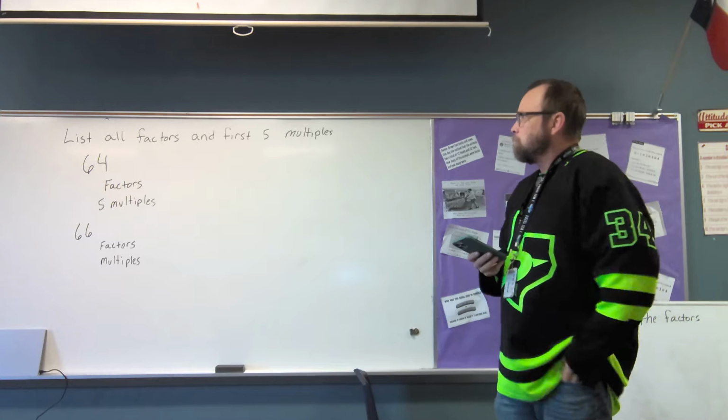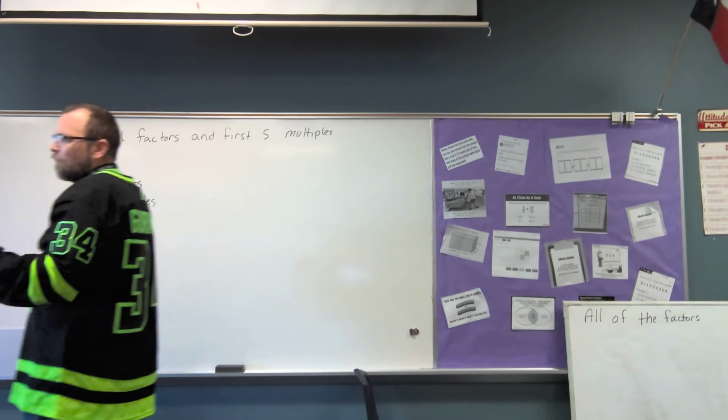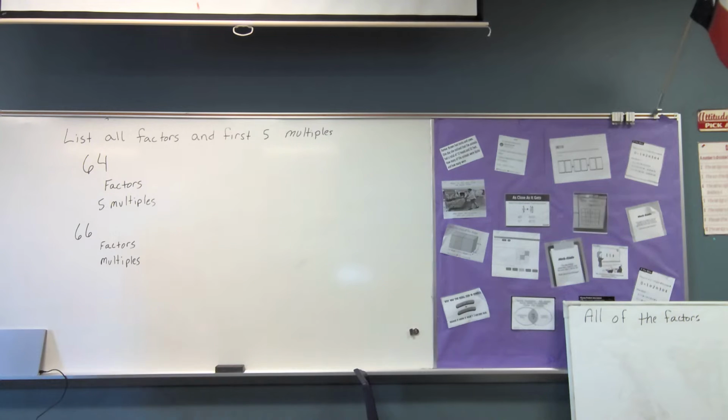We're going to start with the number 64. We're going to start by listing all of the factors. When I call on a person, they will tell me 1 factor of the number, so you probably want to be the first or the second to make it the easiest for you. You have divisibility rules you could use. You have a multiplication chart you could use.